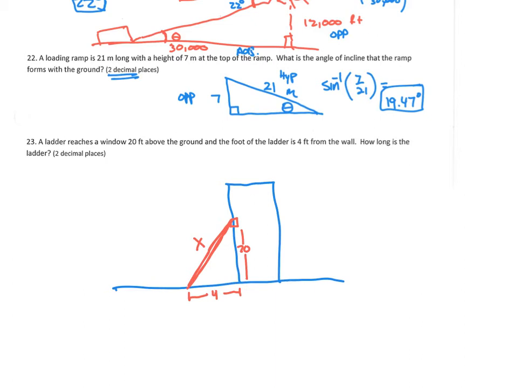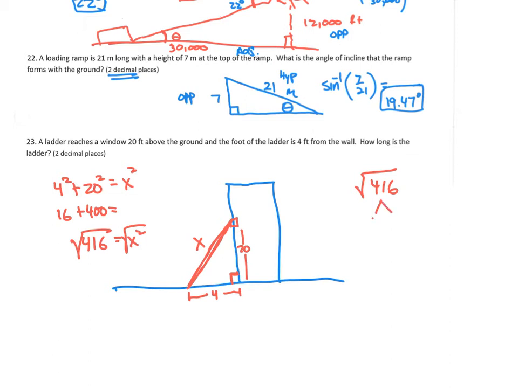Okay, so then figuring out what X is, for this problem we could just use the Pythagorean theorem. So we'll have 4 squared plus 20 squared equals X squared. So that's going to be 16 plus 400. So 416 is X squared. So square rooting both sides, we're going to have X is the square root of 416.